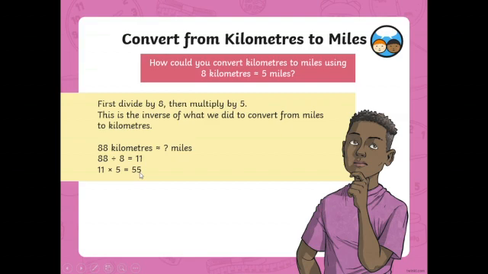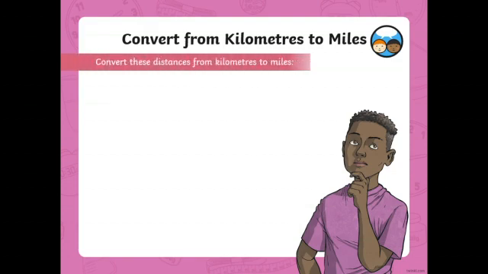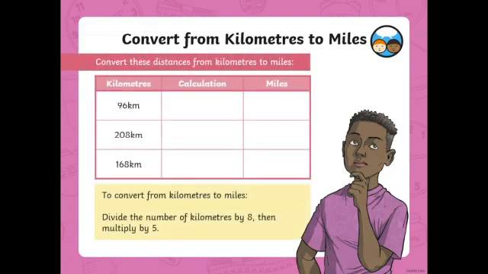So again, I'll do the first one with you and then see if you can do the next two. If you're not sure, remember we've got the rule down here again. Okay, so 96 kilometres divided by 8 gets us to 12. You should know that from your tables. Multiplied by 5 will get me 60. So 96 kilometres is roughly 60 miles.